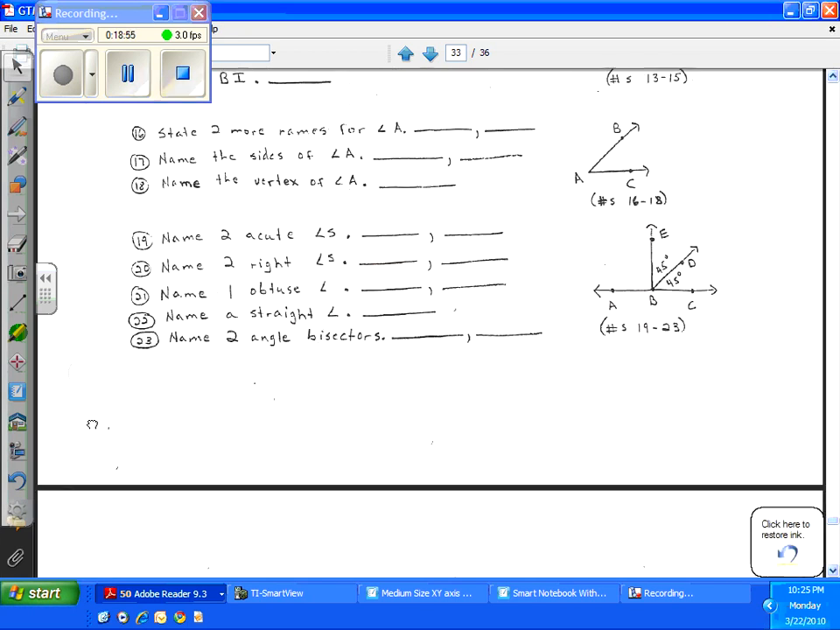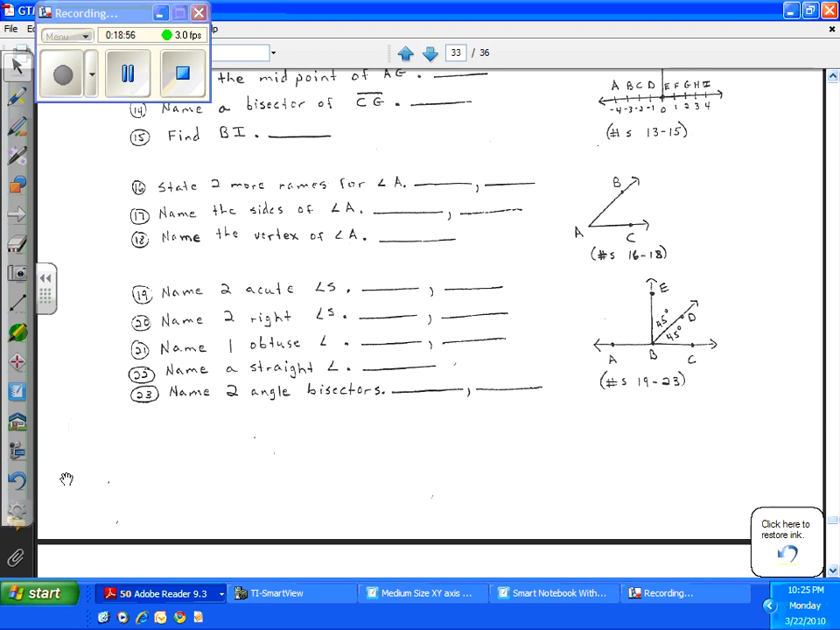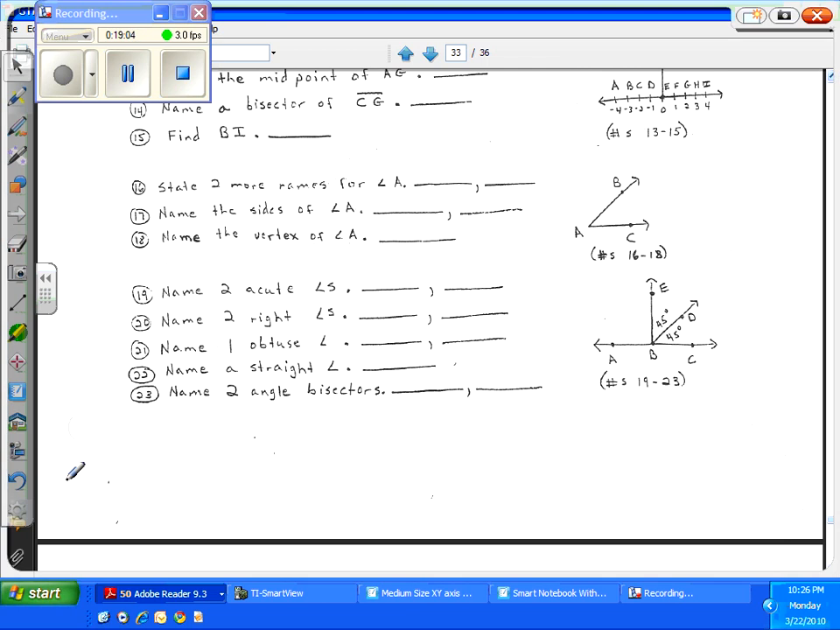The next section is dealing with types of angles. It says acute angle. Remember, an acute angle is between 0 and 90, which does not include 0 and does not include 90. And so one acute angle would be this one. It measures 45. Its name is angle DBC. You cannot call it angle B because there's more than one angle at B. We could have called that one angle DBC or angle CBD.